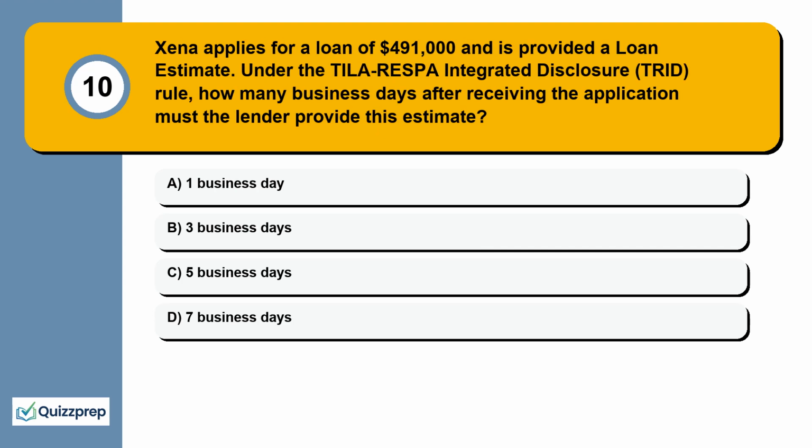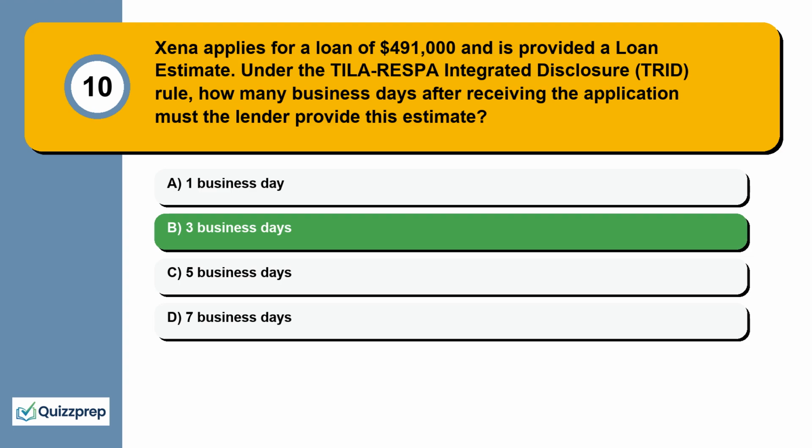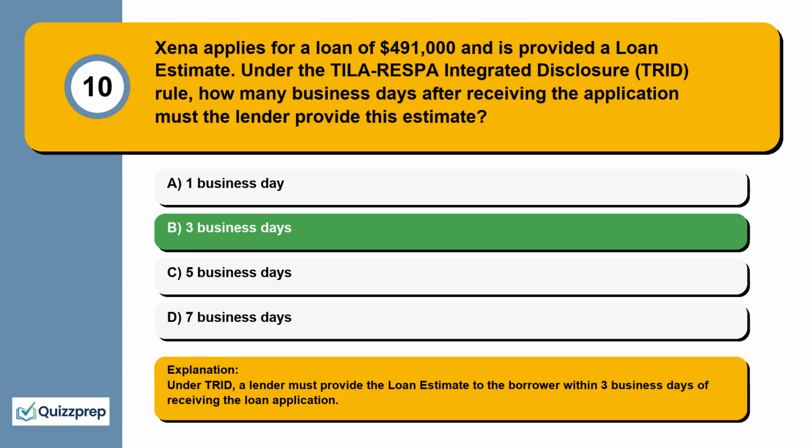Question 10. Zena applies for a loan of $491,000 and is provided a loan estimate. Under the TILA-RESPA Integrated Disclosure (TRID) rule, how many business days after receiving the application must the lender provide this estimate? 1 business day, 3 business days, 5 business days, 7 business days. Under TRID, a lender must provide the loan estimate to the borrower within 3 business days of receiving the loan application.